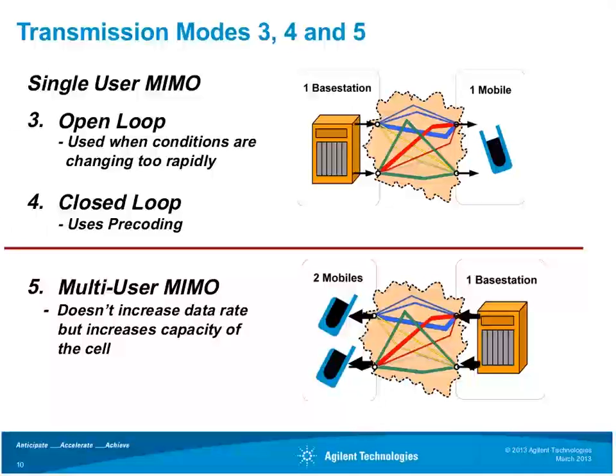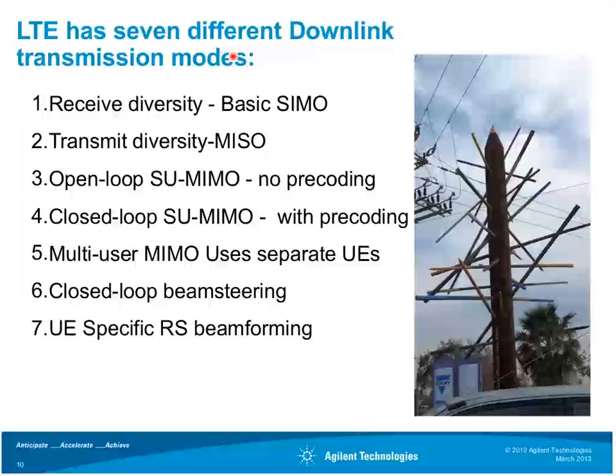The fifth one is called multi-user MIMO. And if you look here, you have the base station, and then you have 2 receivers or two different handsets. The 2 receivers are in these 2 different handsets, and this does not increase the data capacity going to each one of those handsets, but it increases the capacity of the network.